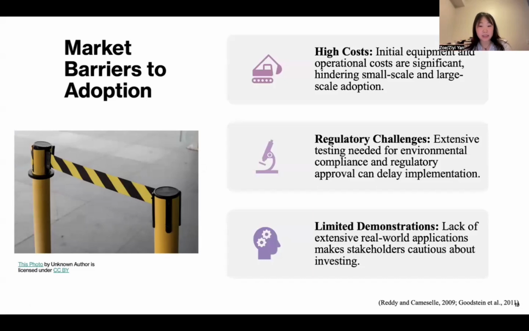Despite its potential, EKR faces significant market barriers. The high initial and operational costs sometimes can make it a tough sell, especially when the customer has a very tight budget, and I believe that's always the case. The very strict regulatory landscape and the scarcity of demonstrated successes will make stakeholders hesitate a little. Let's dive into those challenges and consider how we can overcome them.